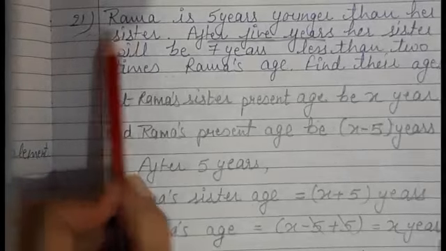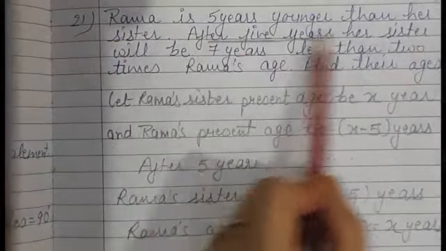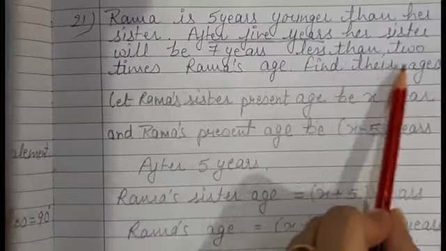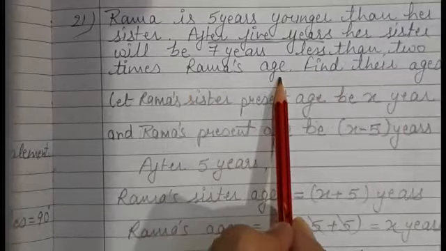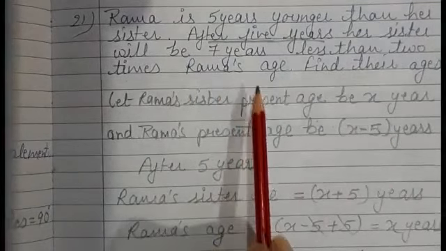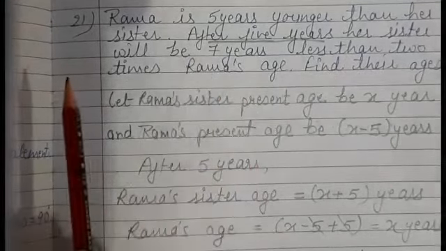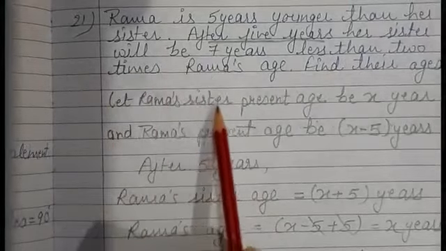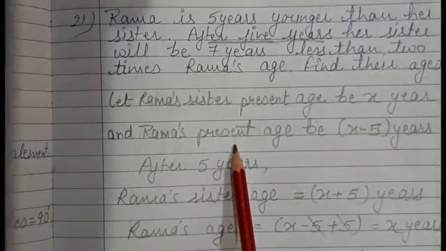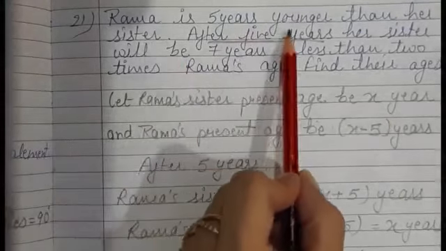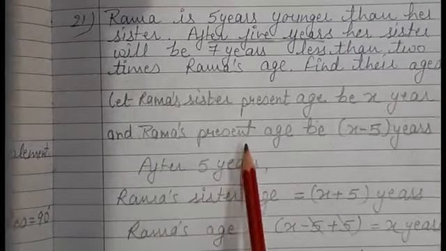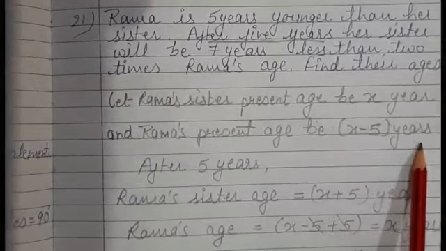Sum number 21. Rama is 5 years younger than her sister. After 5 years, her sister will be 7 years less than 2 times Rama's age. Find their ages. In that case, first we have to let their present ages. Let Rama's sister's present age be x years. Then what about Rama's present age? They are saying Rama is 5 years younger than her sister. So Rama's present age will be x minus 5 years.